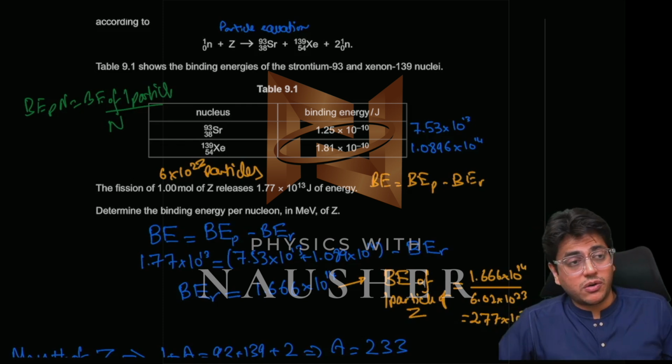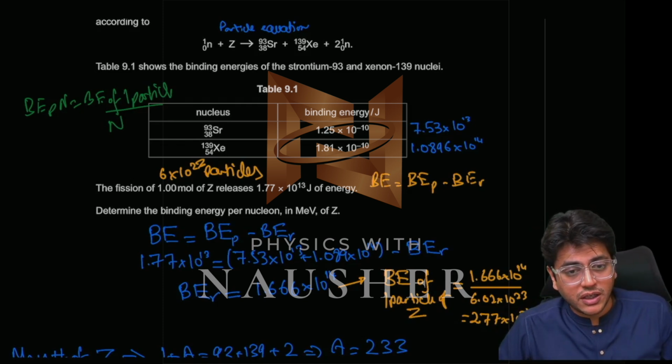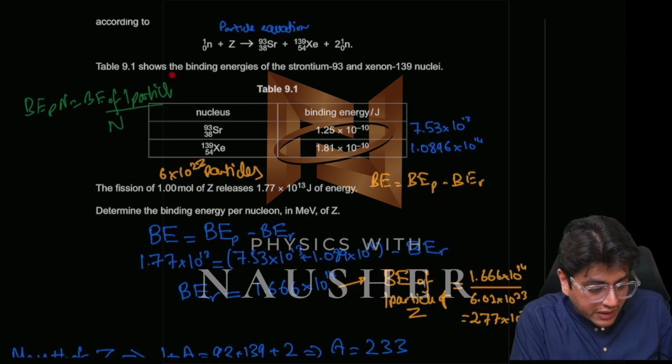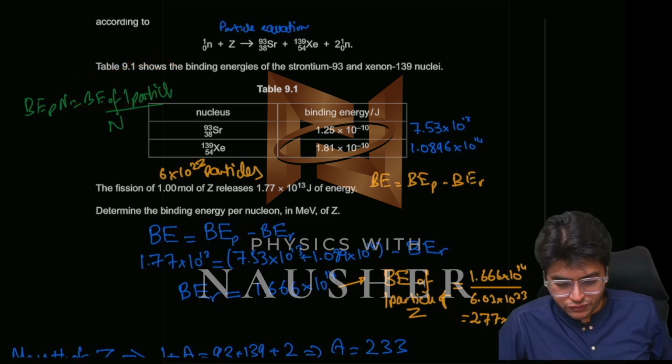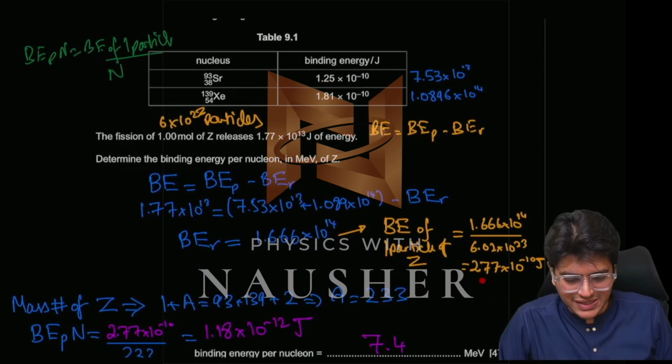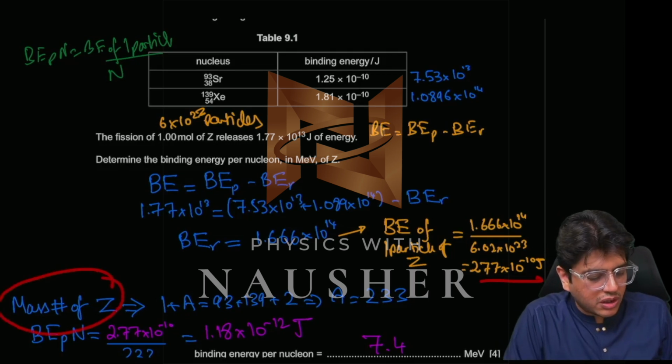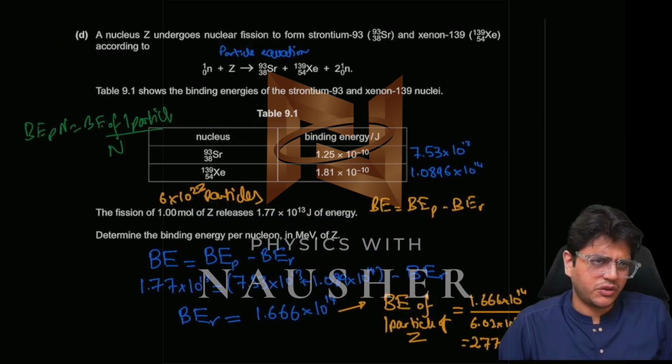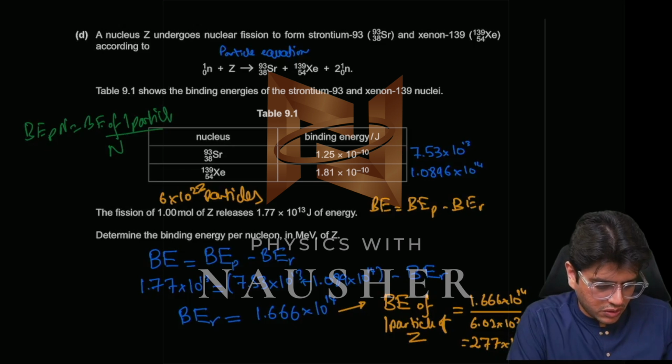This is something that you know. This is the formula for binding energy per nucleon. But first you need to find out what is the binding energy of one particle. So you found out the binding energy of one particle to be this. Now what is the nucleon number, or the mass number, of Z? You've done O-level chemistry, so you know that this is 1.